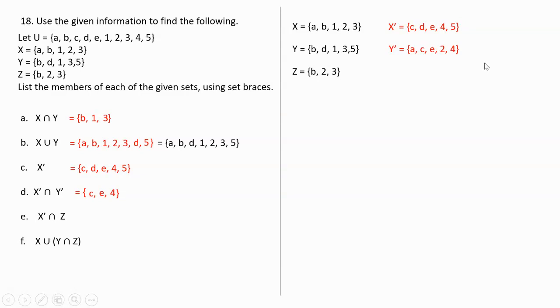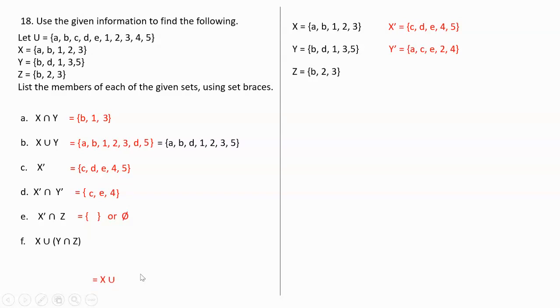Okay. Now we're doing E, the complement of X and Z, which means what do these two sets have in common? So they're here on the right. What does not X and Z have in common? If you notice, there's nothing in common because C is not here in Z, nor D, nor E. They don't have 4 or 5 in common either. So the answer will be an empty set. These two symbols mean empty set.